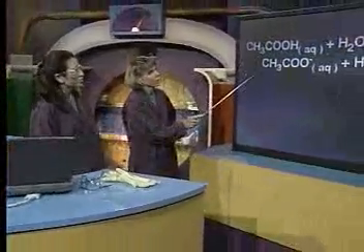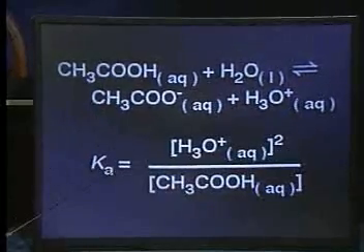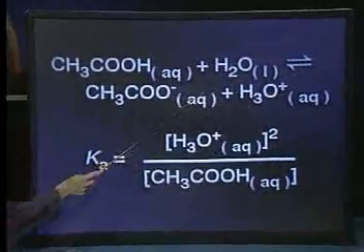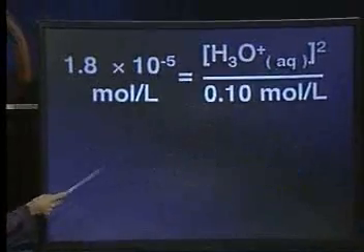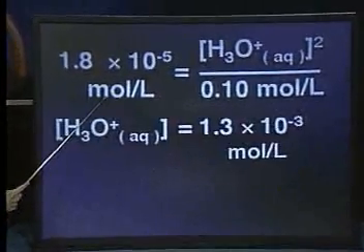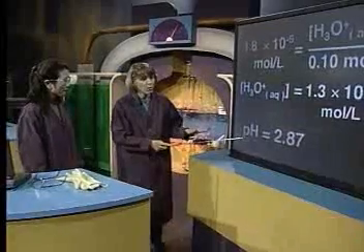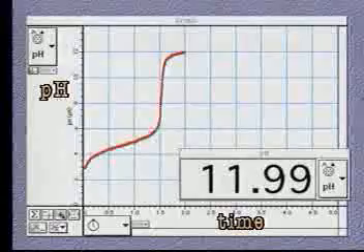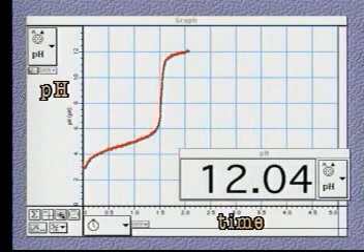Well, using this equation, I can write the equilibrium law expression. Good. And since the acetate ion and hydronium ion are formed at the same time, their concentrations are the same. And so then I can substitute in the numbers and determine the hydronium ion concentration and use that to determine the pH. Good. So you've calculated the pH to be 2.87. Let's have a look at the curve. Does it start at 2.87? Yeah, it does. And then it slowly rises to the equivalence point, and then it rises rapidly and levels off when the base is in excess.